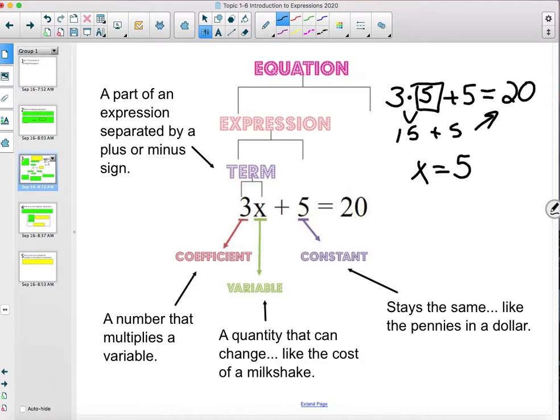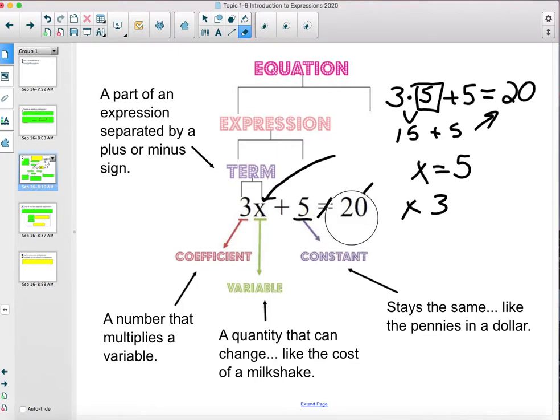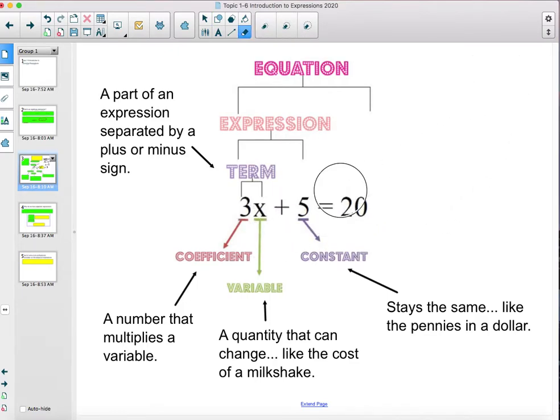Now, here's the thing. This constant is 5, but again, in a different situation, that x might have a value of 3, in which case it would not equal 20, okay? So you would have a different answer, or you would have an inequality, okay? It does not equal, all right? So those are the parts of an expression grown into an equation by putting the equal sign in there and giving equal values on both sides, all right?